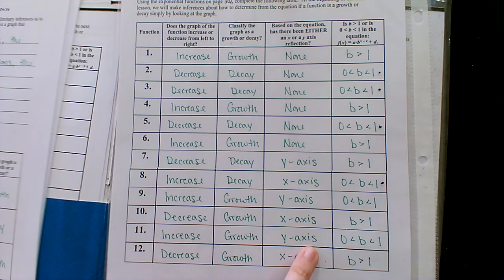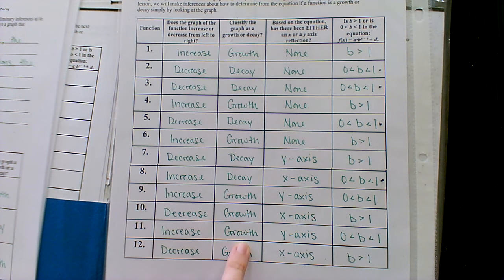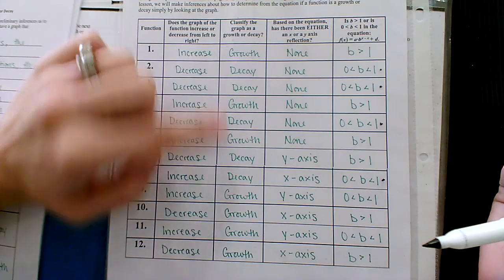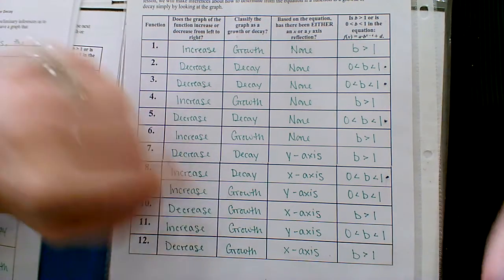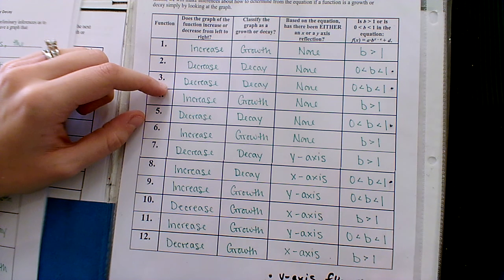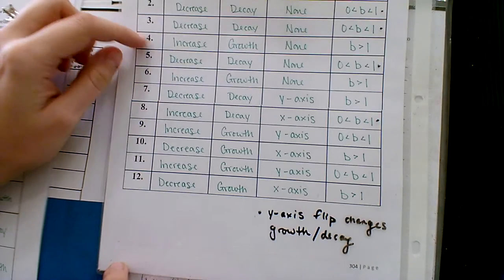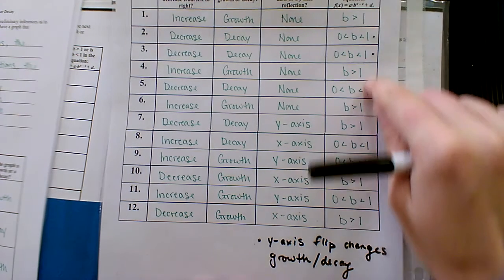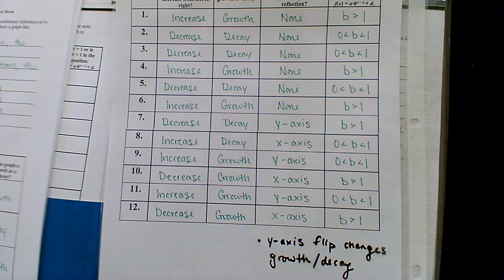If we do have a y-axis flip, notice how it changes to growth. So it seems like a y-axis flip can change the classification of growth or decay. Maybe we'll write that down here. Y-axis flip changes growth/decay. Oh, we can't see it, sorry. Can we find another pattern?